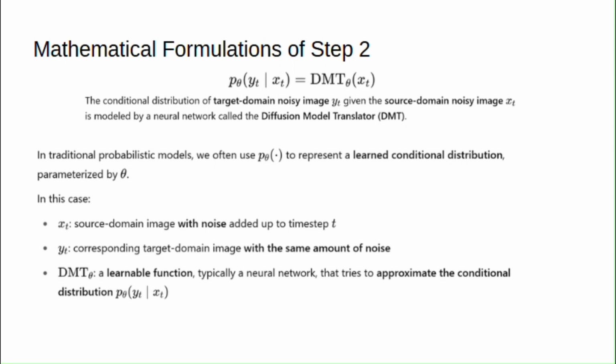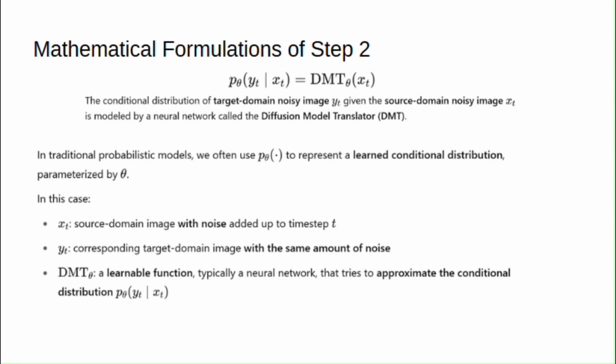To train this network, we use paired clean images x0 and y0 from the source and target domains respectively. We apply the same forward diffusion process and use a shared noise epsilon that belongs to a normal distribution with mean 0 and identity as the variance, to generate xt and yt. Here xt is given by square root of alpha t bar times x0 plus square root of 1 minus alpha t bar times epsilon. Similarly for yt. Because the same noise is applied to both, the difference between xt and yt captures only the semantic domain gap. We then minimize the following objective function given by the difference of DMT at xt minus yt, whole square. This loss penalizes the differences between the predicted and actual noisy target image, ensuring that DMT learns to account for the domain shift.